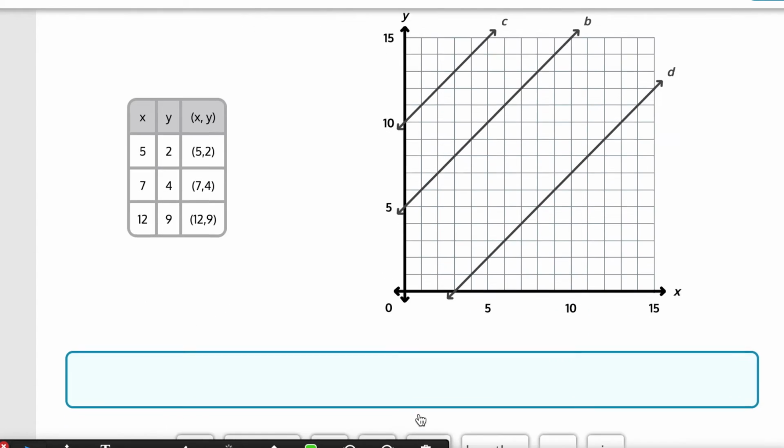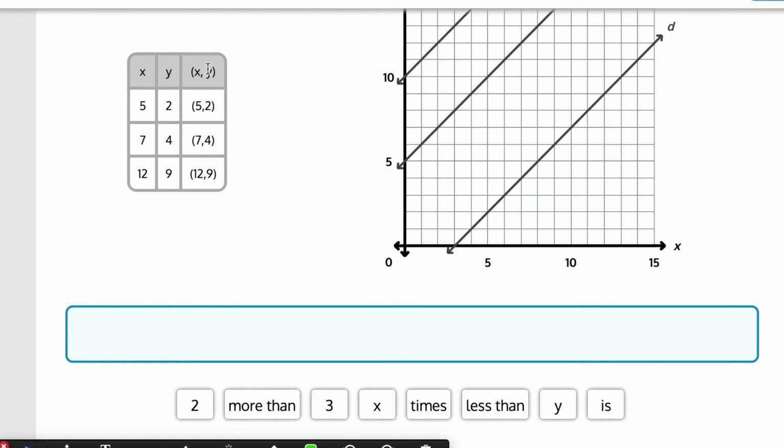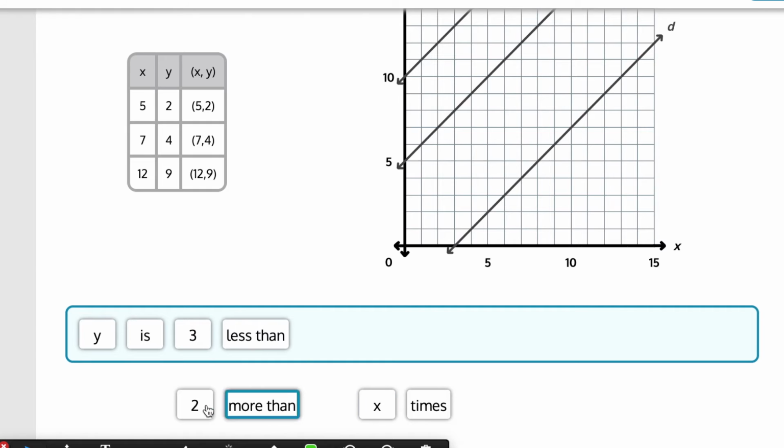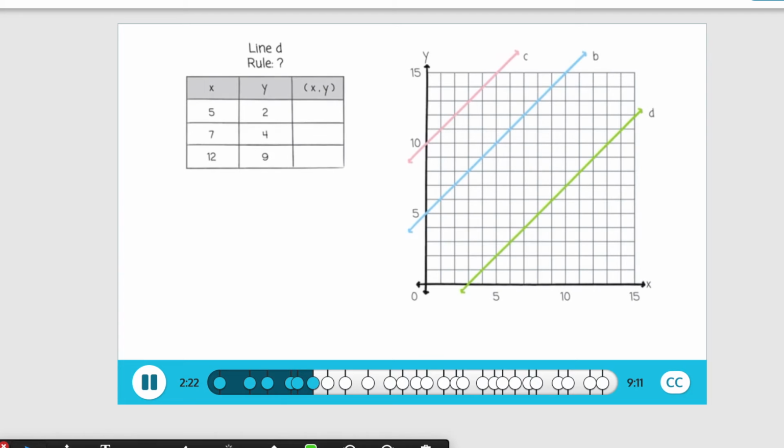So I'm noticing for each value of y, it's 3 less than the value of x. So 5 minus 3 is 2, 7 minus 3 is 4, and 12 minus 3 is 9. So I'm going to say y is 3 less than x. Yay. All of these points are on line D. Each y-coordinate is 3 less than its corresponding x-coordinate. So line D's rule is y is 3 less than x.